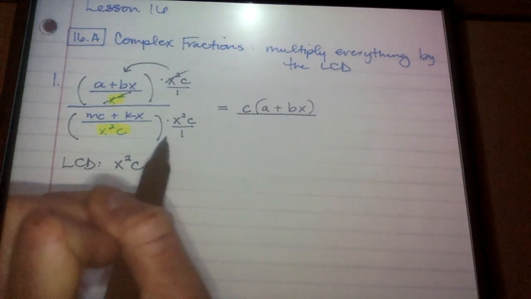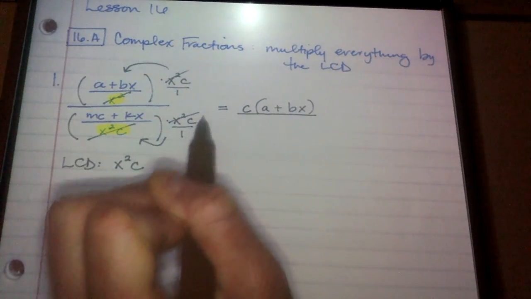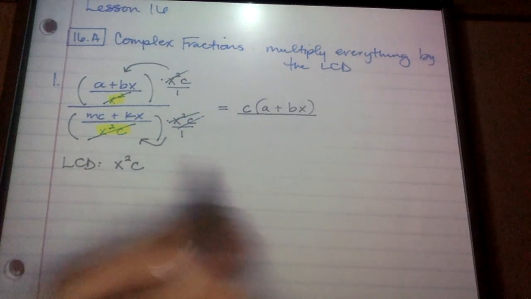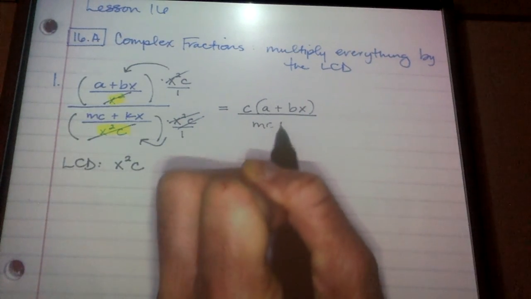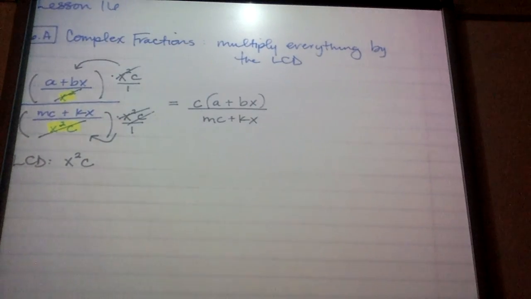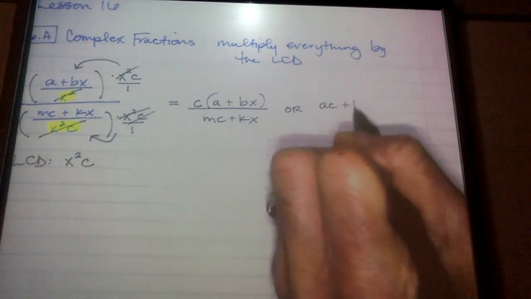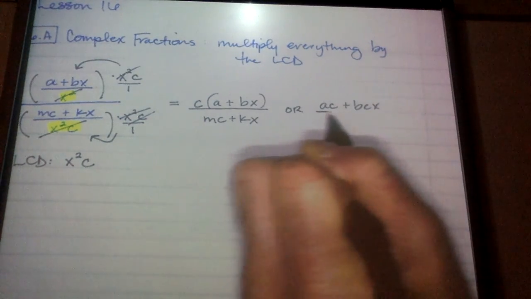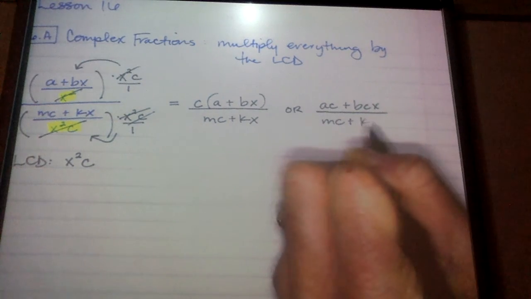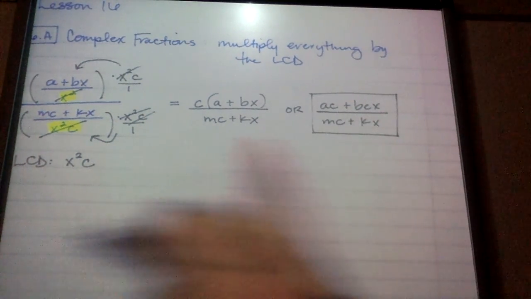On the bottom, when I multiply these, the entire thing cancels because I have a c involved. You have that you're multiplying by the denominator, so I'm left with mc over kx. You can leave it that way, or you can distribute the top, ac plus bcx. I'm just putting my terms in alphabetical order. I like to keep my letters in alphabetical order, but either answer would be fine.